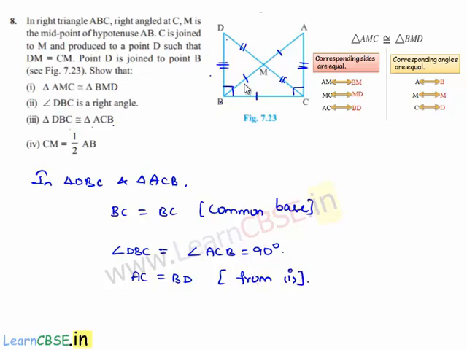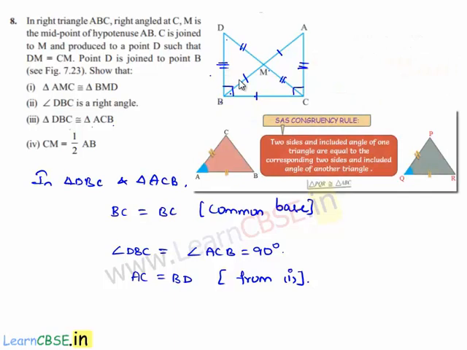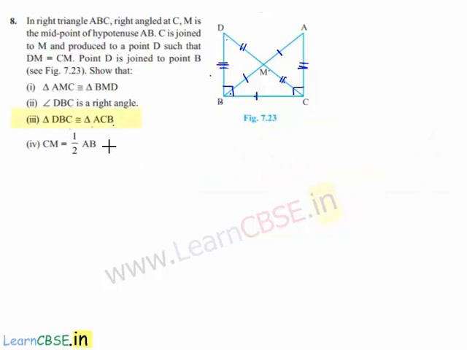Now, the side, angle, side of both the triangles are equal correspondingly, so we can say that triangle ACB is congruent to triangle DBC. So from the SAS property, triangle ACB is congruent to triangle DBC. Now we got that triangle DBC is congruent to triangle ACB.